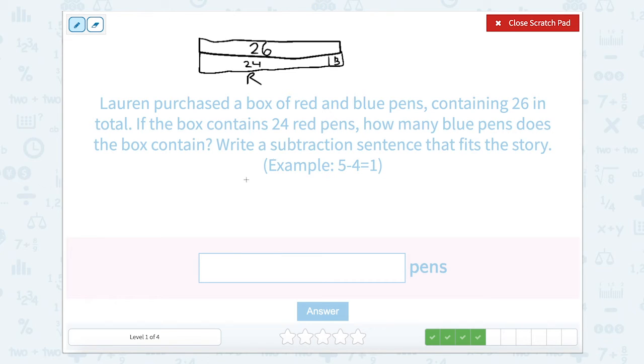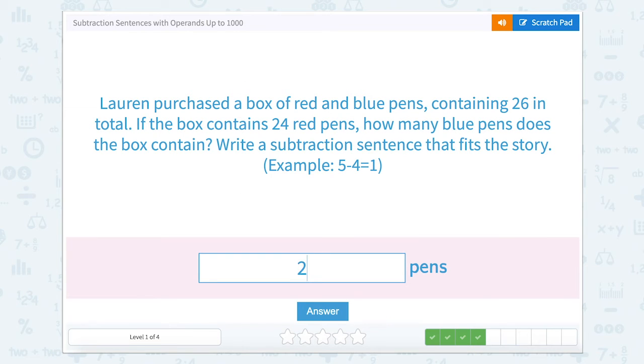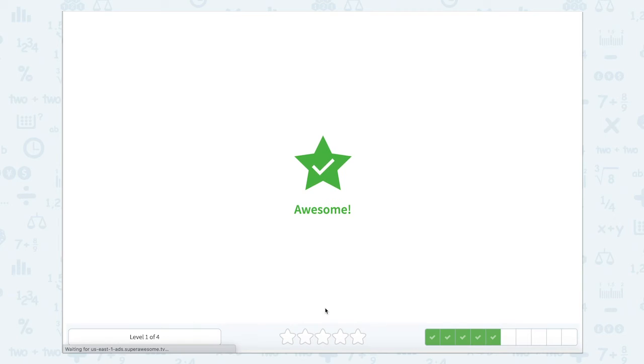So I can start with my total, which is 26, and I can subtract the 24 and find out how many are left. Well, 26 minus 24 is 2. So I'm going to close that scratch pad. 26 minus 24 equals 2. Awesome job.